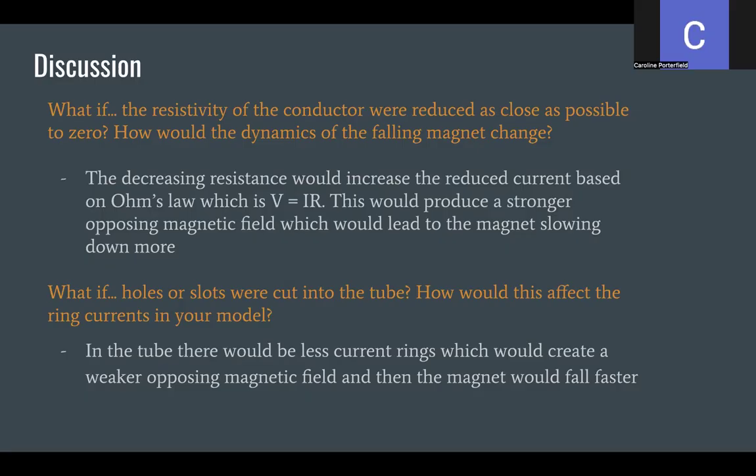And what if holes or slots were cut into the tube? How would this affect the ring currents in your model? In the tube, there would be fewer current rings, which would make a weaker opposing magnetic field, and then the magnet would fall faster.